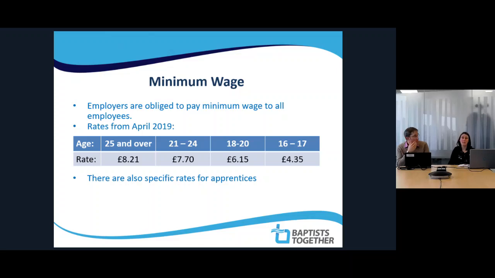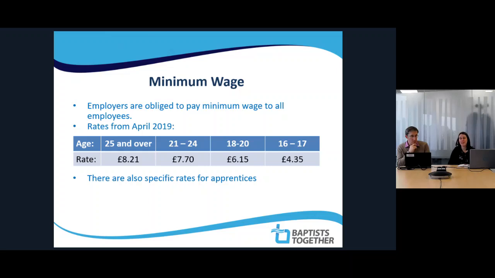A lot of people will know what their staff are paid hourly, but if you've recently taken over as a treasurer, for example, or payroll, you might not be 100% sure. So you could look at what they're paid monthly, times it by 12 to get the annual wage, divide it by 52 to get the weekly wage, and then divide it by how many hours they work. That should tell you how much they are paid per hour. But you need to be checking this.